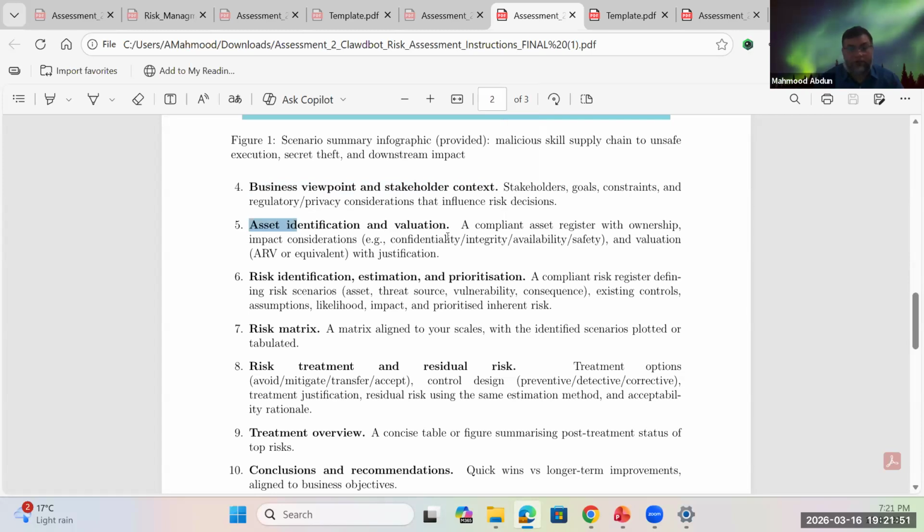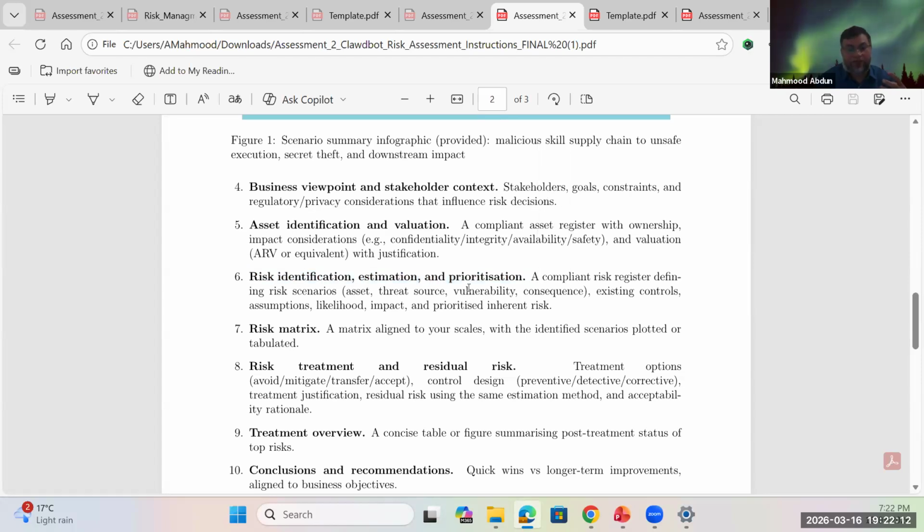Next is, of course, the obvious asset identification and valuation. We talked about this process in detail today. So how do you evaluate different assets? How do you prioritize the assets? Next, you identify the risks, estimate the risks, calculate the risk, and prioritize those risks.